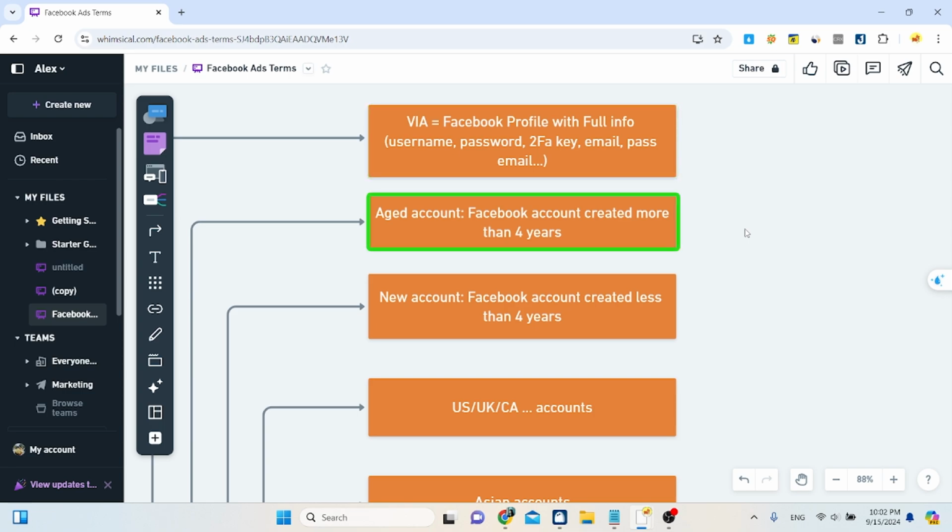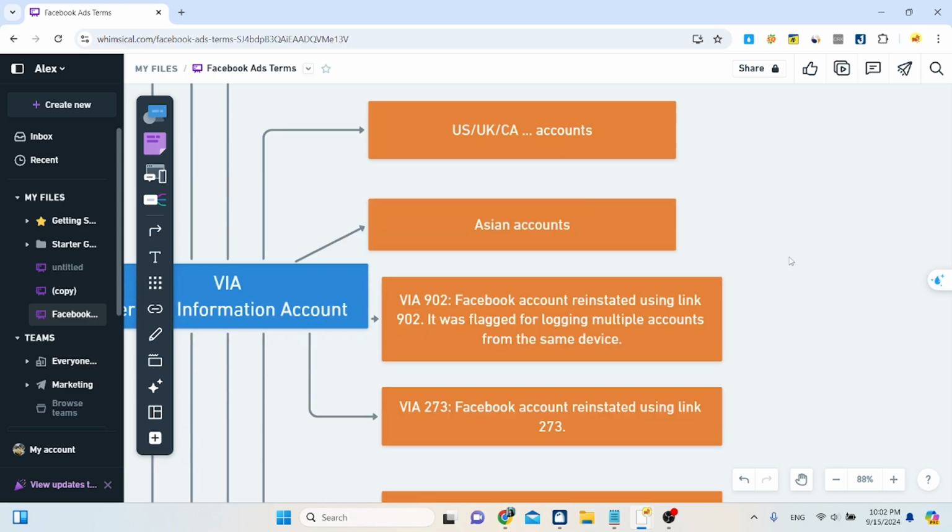For example, aged account is the type that has been created and used for more than 4 years. On the contrary, new account is the type of via that has been newly created and used for less than 4 years. Aged account will definitely be more expensive than new account. Similarly, there will be US, UK or Canada accounts and Asian accounts. Depending on the needs as well as the target market, you can buy via from that market.